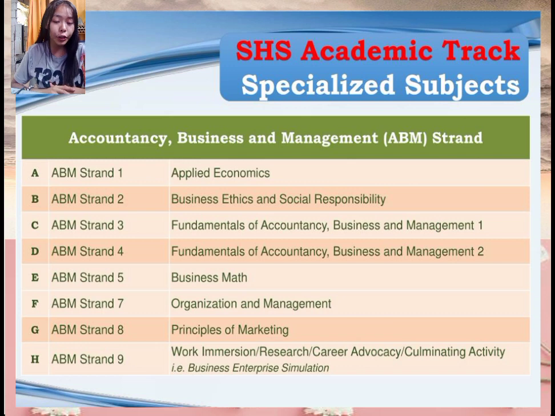Okay, as I mentioned earlier, we have discussed the academic track, which includes the ABM, STEM, HUMSS, and the GAS. First, we will be discussing the specialized subjects included in the ABM strand, or the Accountancy, Business, and Management strand. The first one is Applied Economics. We also have Business Ethics and Social Responsibility.